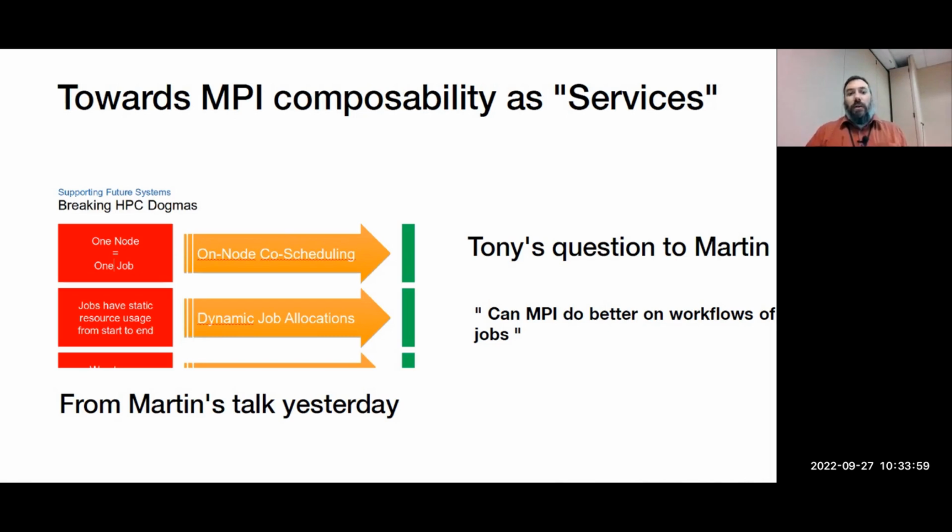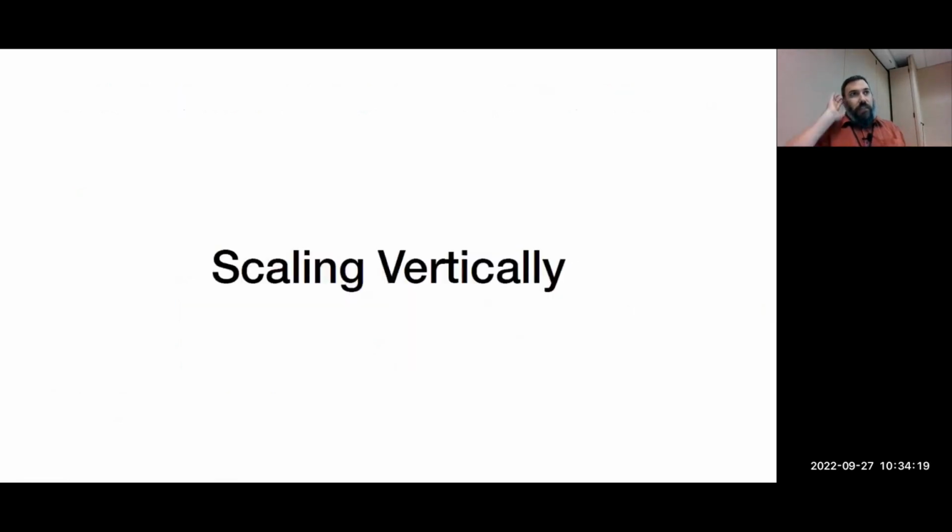Not having only one job launched with a static set of resources, but having multiple jobs working together, connecting together, and giving the full picture of your full application. So first, I will talk a little bit about what we call scaling vertically.